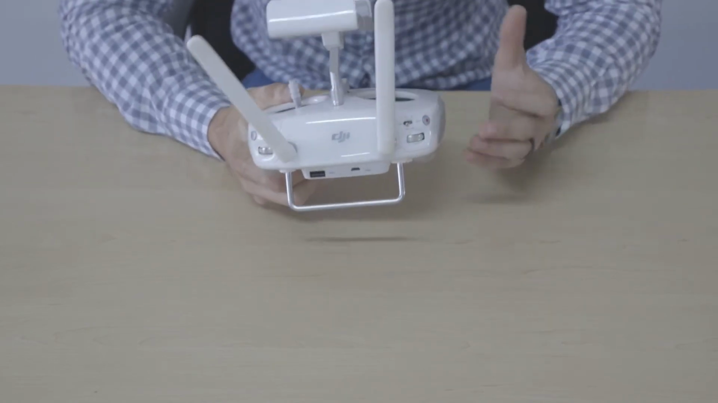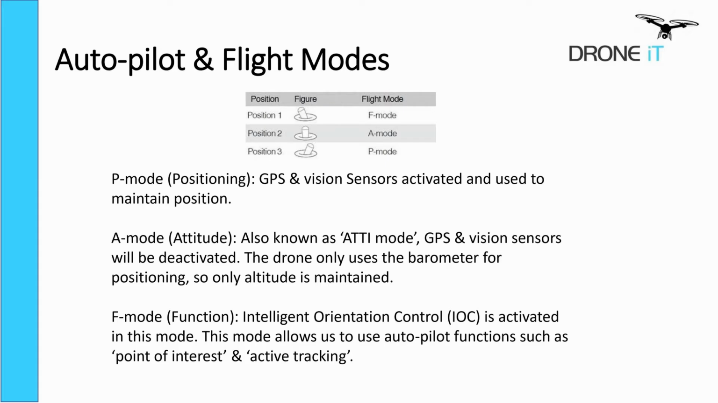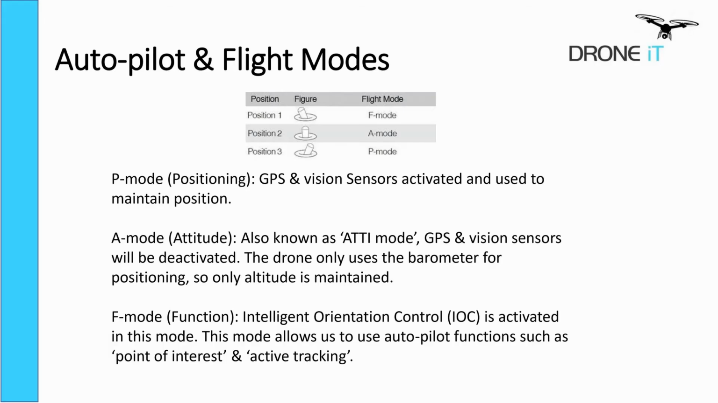Now, different aircraft have different mode switches. The P mode, which stands for position mode. This is basically where the GPS is activated, so meaning the drone will maintain its location. Next will be ATTI mode, or attitude mode. This is where the GPS is deactivated.